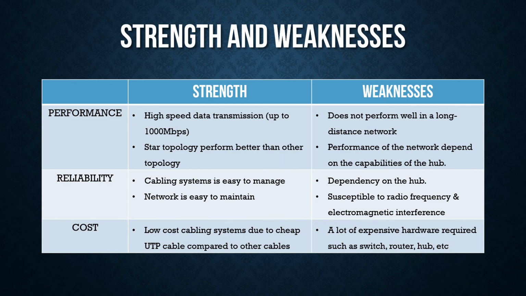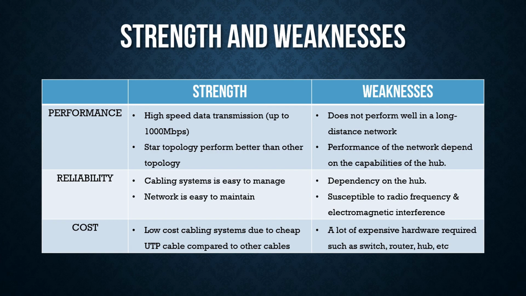The next weakness is that our network is susceptible to radio frequency and electromagnetic interference. This is due to the UTP cable that we use, which does not have a shield to reduce interference, compared to STP cable that does have a shield to reduce crosstalk.